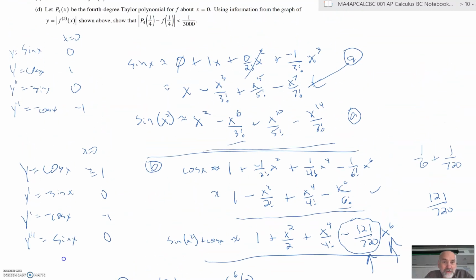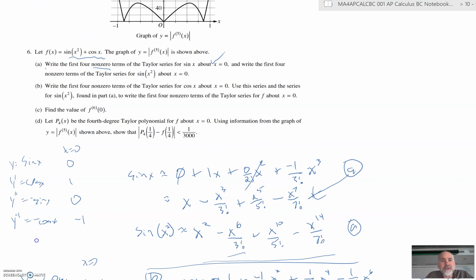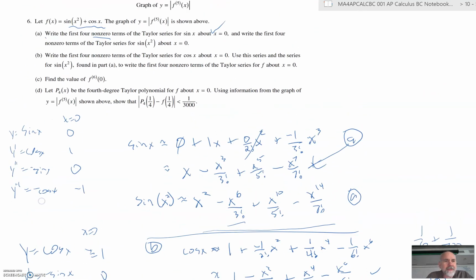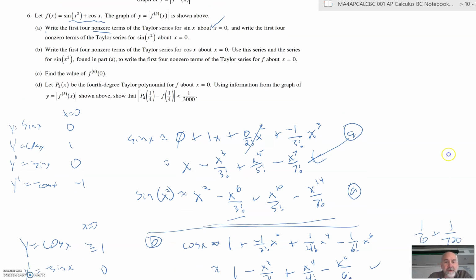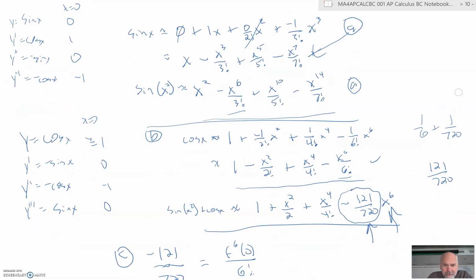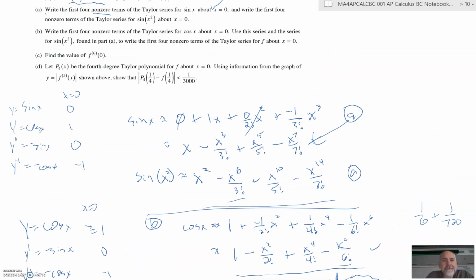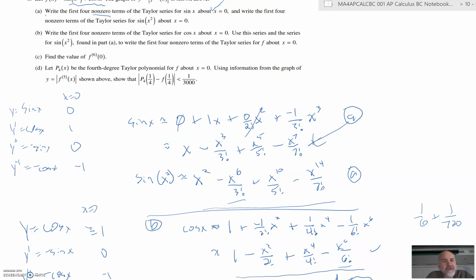Okay, this is a lot of just series stuff, and that part of it does not have to do with Lagrange, but I wanted to show you that anyway. And now the next one. Let P4 be the 4th degree Taylor polynomial for f about x equals 0. So it's just the 4th degree one, and so the 4th degree one is just stopping right here. Right? So the 4th degree is that. Using information from the graph above, show that P4 of 1/4 minus f of 1/4, so they used P4, sometimes people use T4, I've seen both, has to be less than 1 over 300.